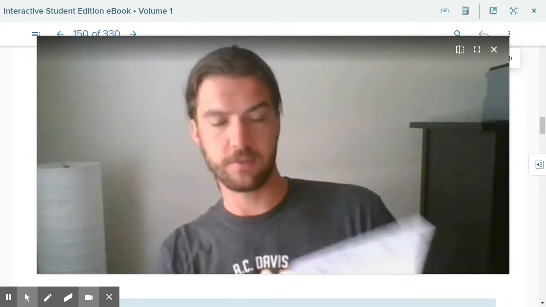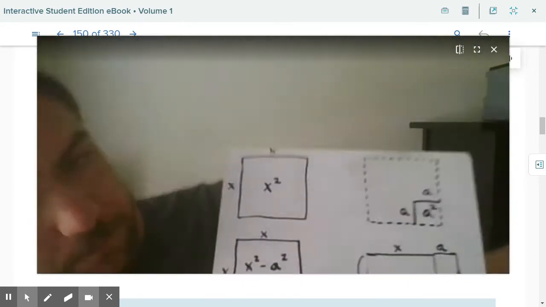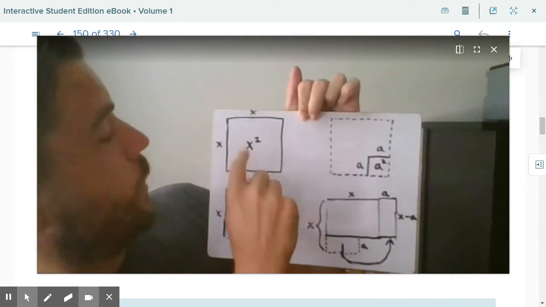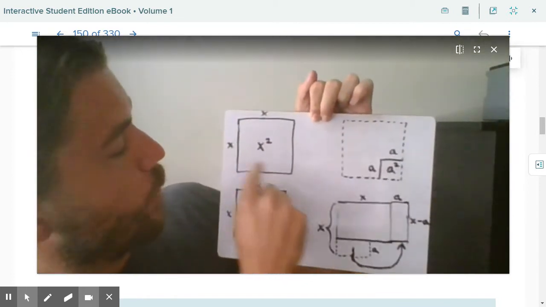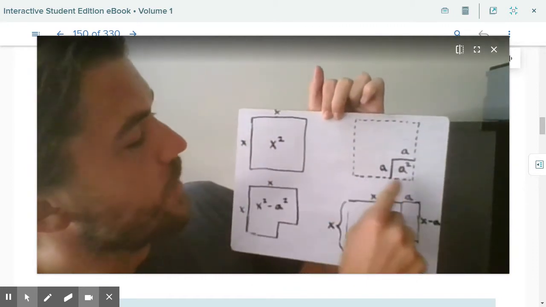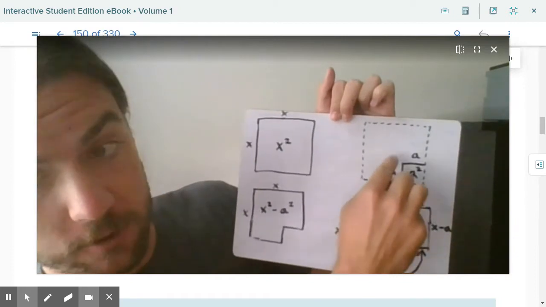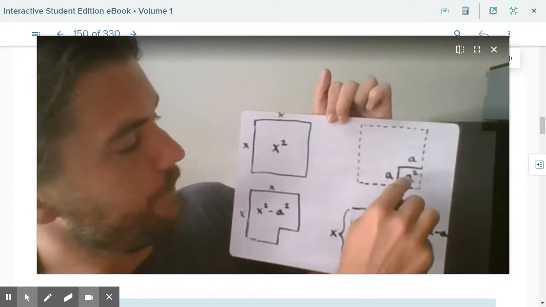Okay, so I've got a series of pictures here for you. Come around this side. So first of all, we have x squared. Okay, x times x makes x squared. It's going to be this large square here. This dotted square just represents that x squared, so you can see that a squared is something smaller. Okay, a squared is a by a.